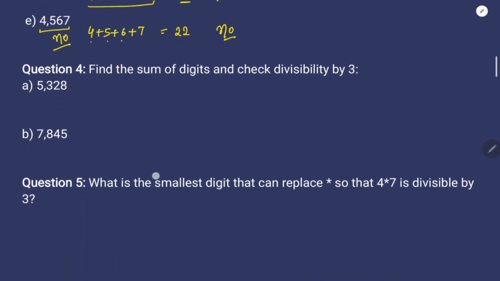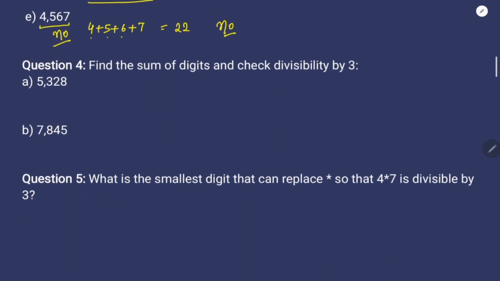After that, we have a 4-digit number here. We can check these as well. I will do one of these, and then this one is homework for you. Okay, 5 plus 3 plus 2 plus 8. What is this? 5 plus 3 is 8. 8 plus 2 is 10, plus 8 is 18. Is 18 divisible by 3? Yes. So that means this number is divisible by 3.